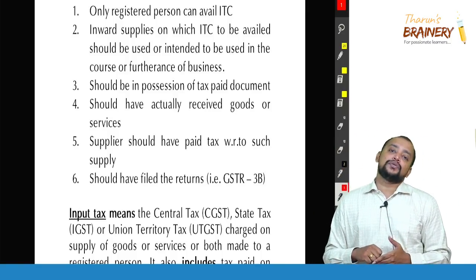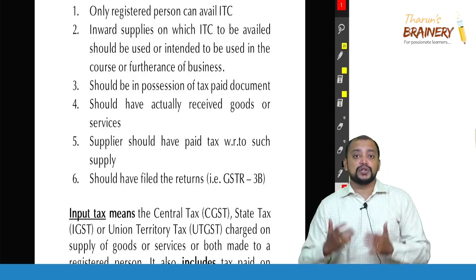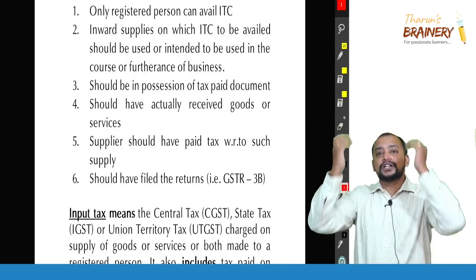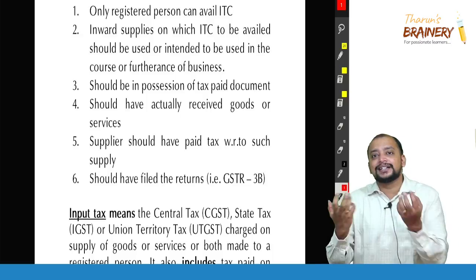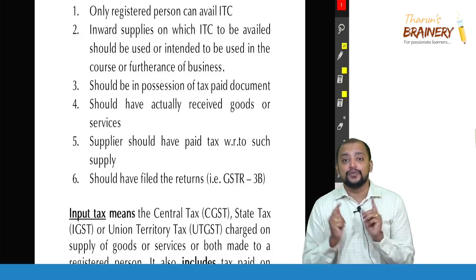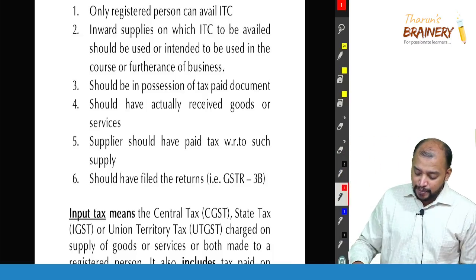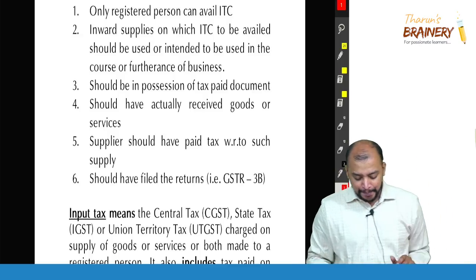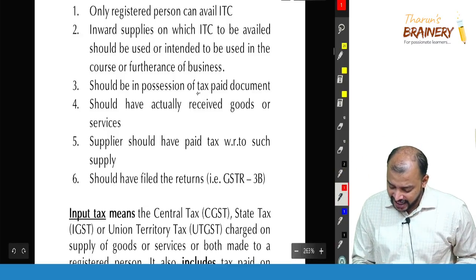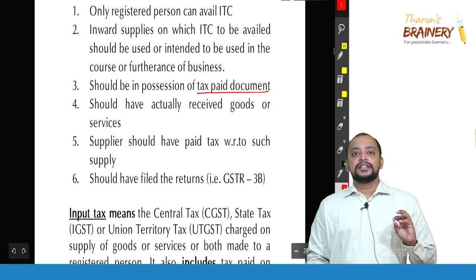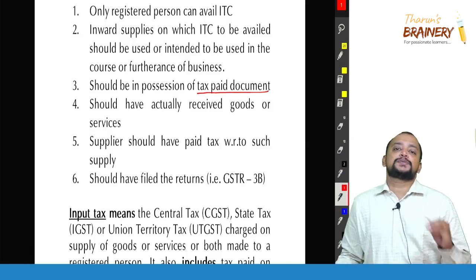And then the ISD invoice. I told you already, there is a head office which will be distributing the credit, and whatever credit they have distributed, we can take it as ITC; that is the ISD invoice. These are the 5 tax paid documents. So the person should be in possession of the tax paid document.